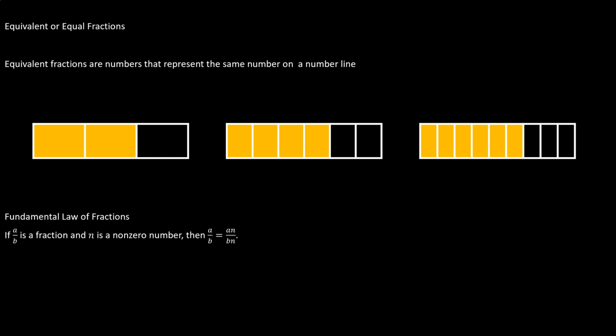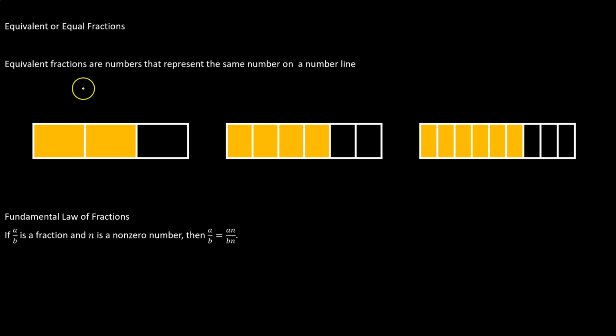Now let's talk about equivalent or equal fractions. Equivalent fractions are rational numbers that represent the exact same quantity on a number line. For example, I've got on the screen 3 different versions of the exact same quantity.